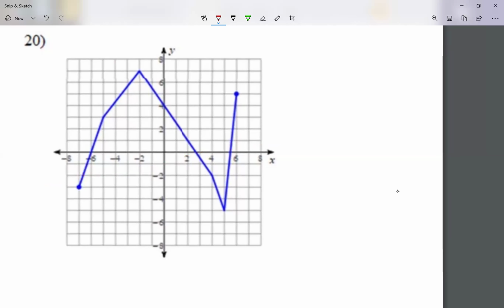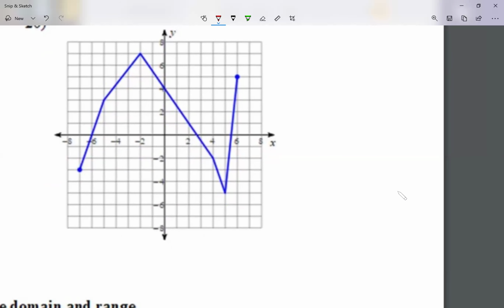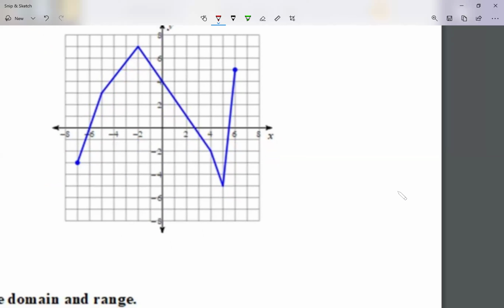Vertical line. Can you see a vertical line that touches the graph more than once? Nope, we cannot find one, right? There is no such line. Remember, if I'm able to find a line that touches the graph more than once, I say it is not a function. But because I was not able to find such a line, I'm going to have to say that relation is a function.